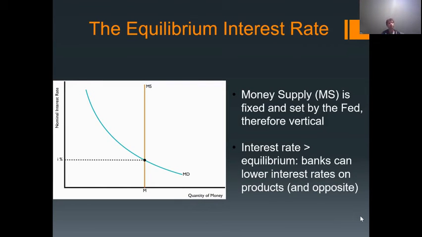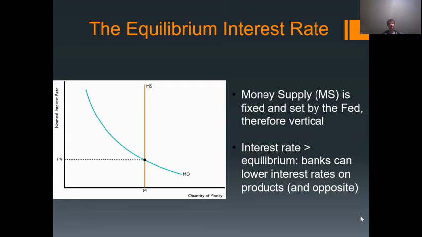The equilibrium interest rate is going to be the intersection between your money supply and your money demand. Your money supply in this assumption is going to be a vertical line. It's going to be perfectly inelastic because the money supply is fixed, at least in the short term, and set by the Fed. So, yes, this is a leap. Yes, this is a simplification, but it's going to be helpful when we analyze things. Just know that it doesn't fully capture what is going on.